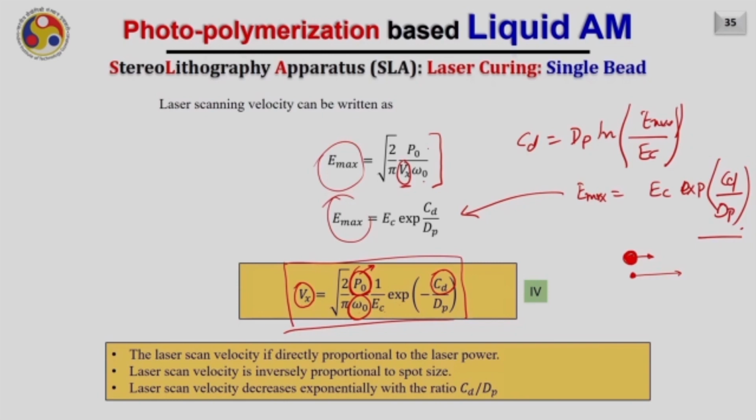Also, the laser scan velocity decreases exponentially with the ratio CD by dP. If you really want to increase this ratio, meaning if you want more value of CD, the depth of the single bead, this depth, then you should go slow. It is obvious. And if you want less depth, you should move fast.